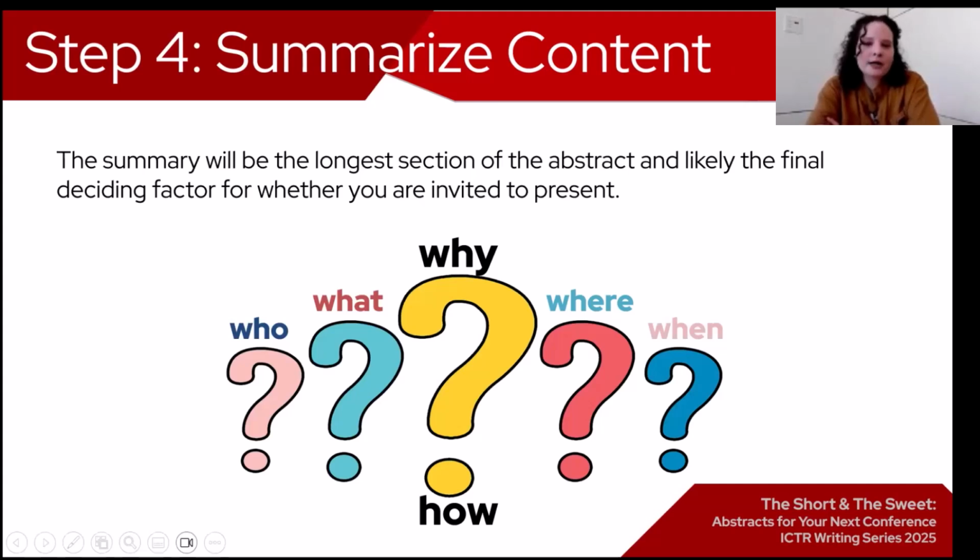Okay, step 4 is to summarize your content for the presentation itself. The summary will be the longest section of the abstract and likely the final deciding factor on whether you are invited to present, right? This is where you need to provide enough detail so that people can figure out if your project is relevant to them, if you're using similar methods to what they're interested in, if you had any findings that they would be interested in, if the science was sound, et cetera. So you do need to provide enough detail that people can assess that for themselves.